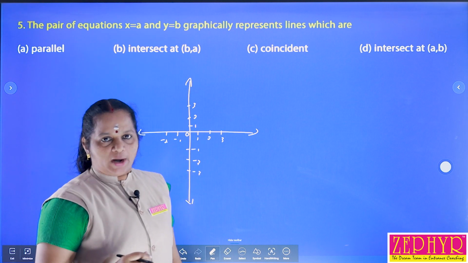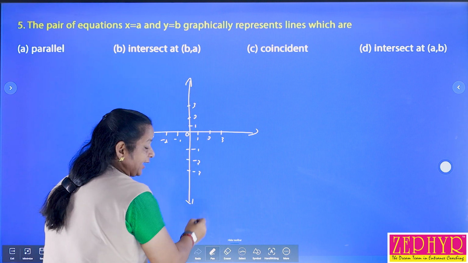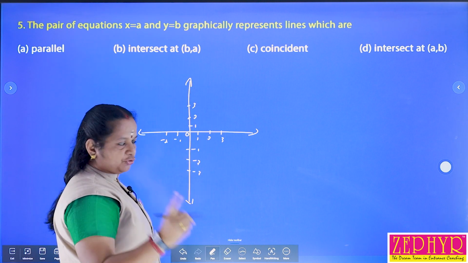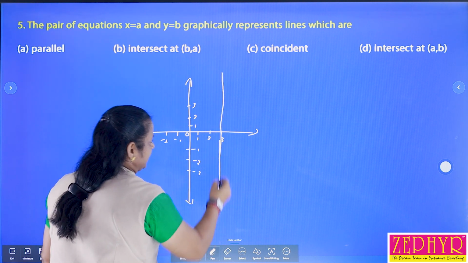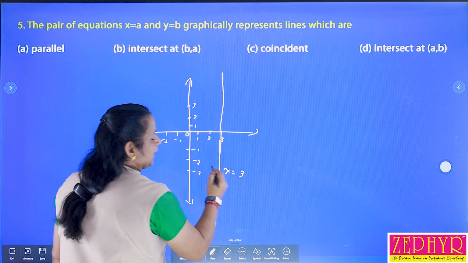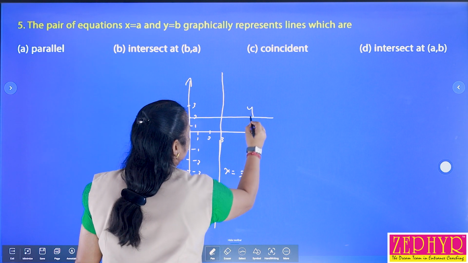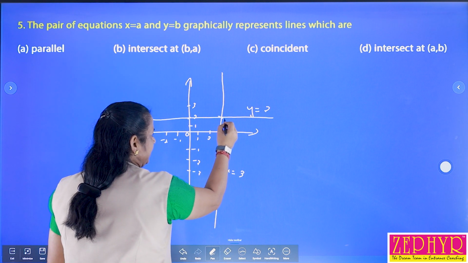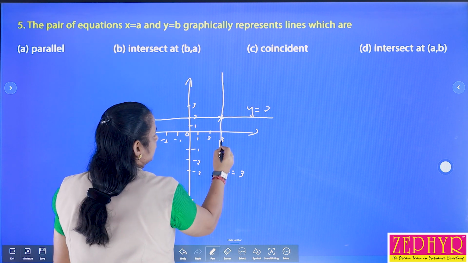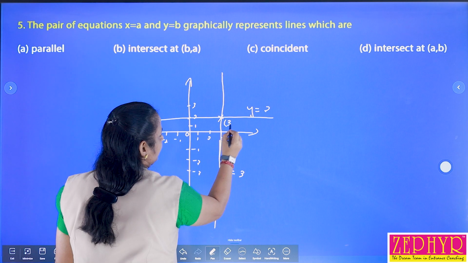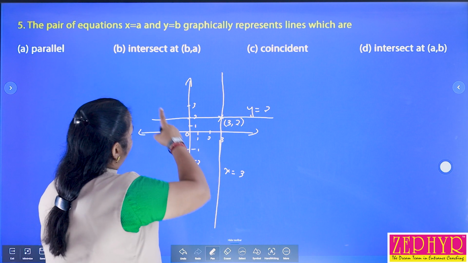x is equal to 1 is a line parallel to the y-axis, drawn through the value x is equal to 1. x is equal to 3 is a line passing through this, this line is x is equal to 3. What about this line? It means y is equal to 2, and this is the line y is equal to 2. So these lines intersect at this point. The coordinates of this point are x coordinate 3 and y coordinate 2. So this is an example for this question.